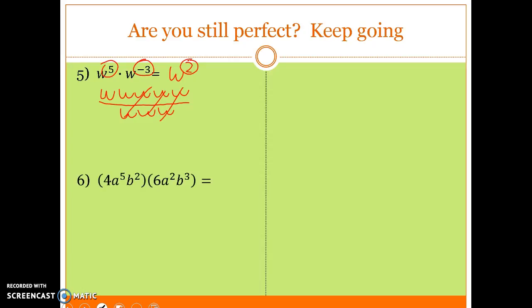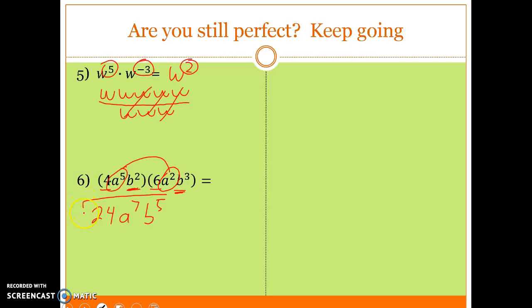If I keep going here, let's take a look at this. There's a lot going on here. I'm multiplying all this stuff together. I can multiply the 4 and the 6 together. That gives me 24. I can also multiply the a to the 5th times the a to the 2nd because those are like bases. A to the 5th times a to the 2nd, well, that's a to the 7th because I'm adding the exponents together. And then b to the 2nd and b to the 3rd, that is b to the 5th because I have 2 b's here times 3 more b's here. And so that's a total of 5 b's.